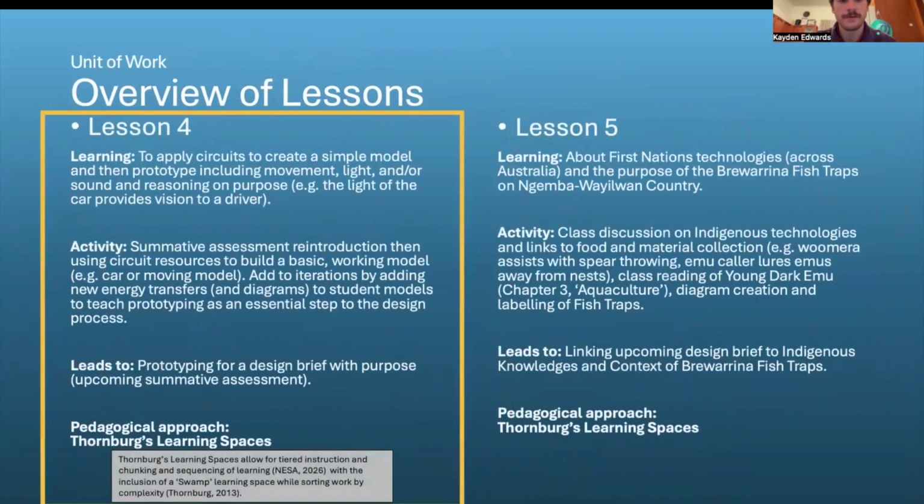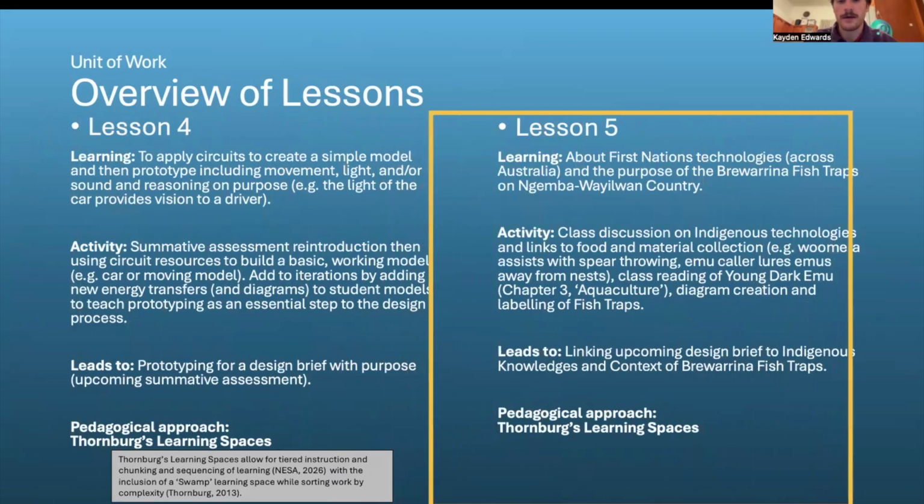Lessons four and five. Lesson four, we're going to be applying circuits to create a simple model and then prototype using movement, light, and or sound and reasoning on the purpose. That'll be a focus here. The summative assessment reintroduction will be included in the activity. Then circuit resources will be used to build a basic working model. And then this will lead to prototyping a design brief with purpose.